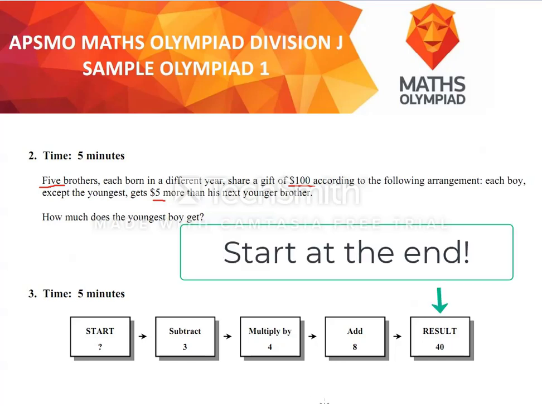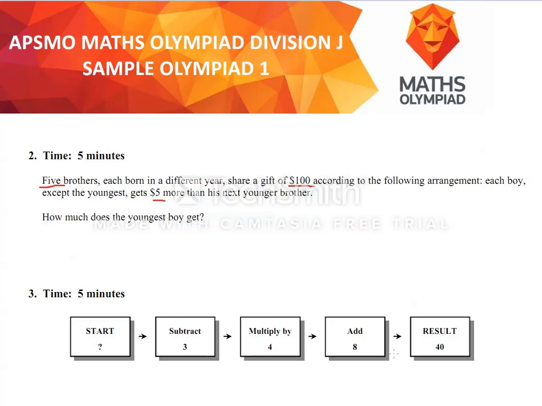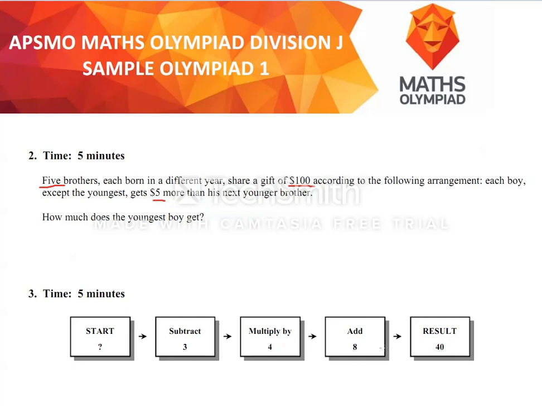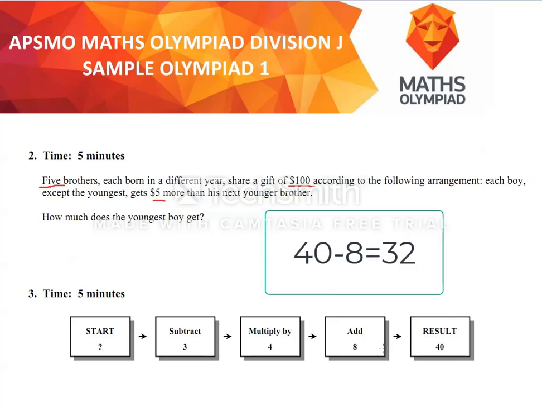So you start with 40, and then you do the reverse operation. So instead of adding 8, you subtract 8. 40 take away 8, 32. Now instead of multiplying by 4, you divide by 4. 32 divided by 4, 8. All right, instead of subtracting 3, we add 3. 8 plus 3, 11. So the starting number should be 11.